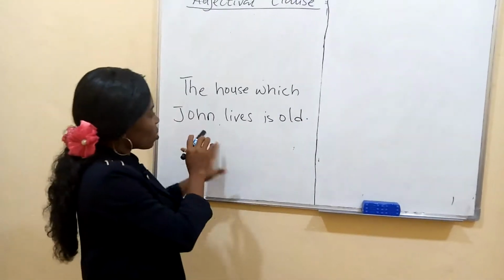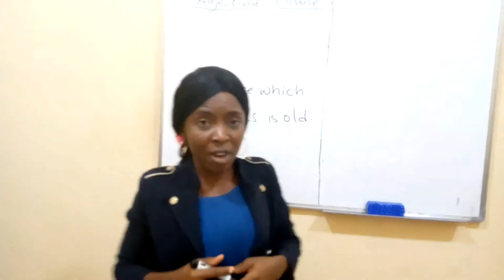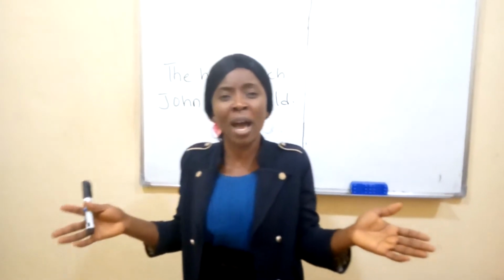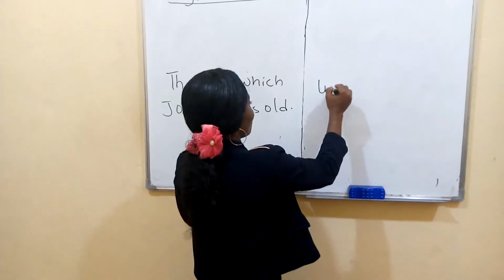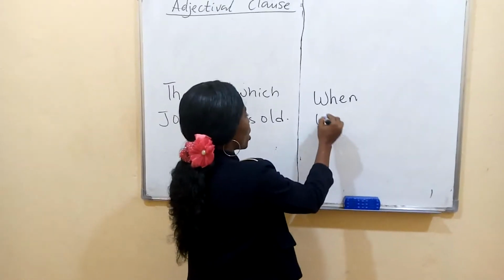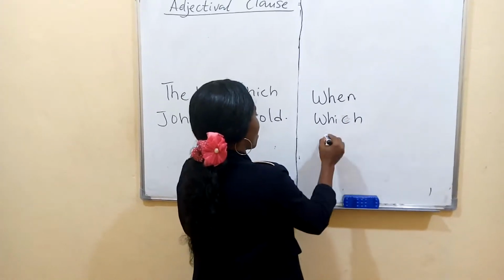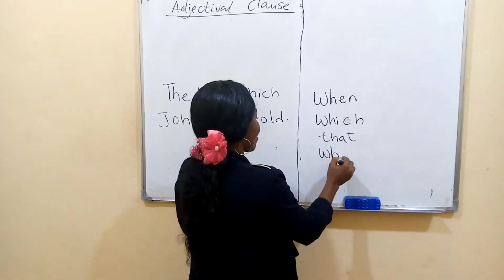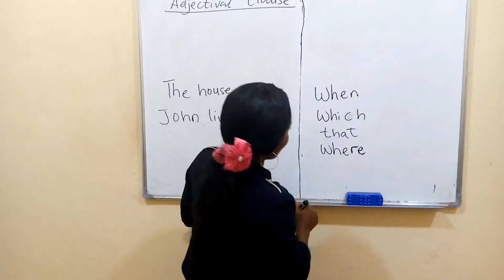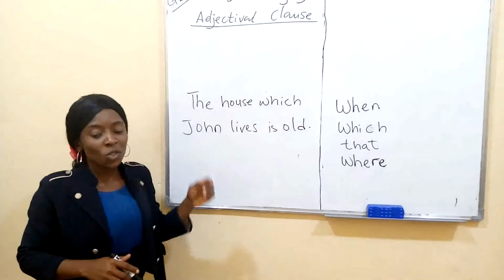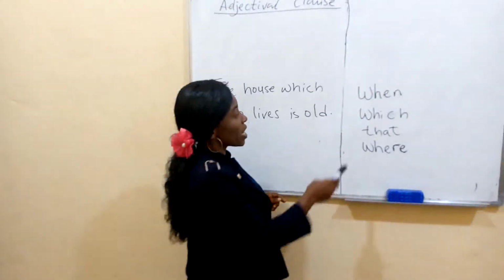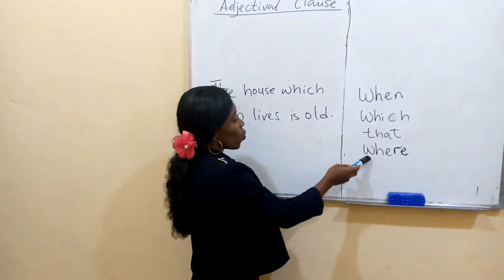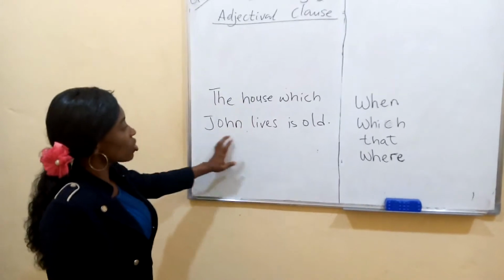But before I try to identify the adjectival clause, I would like us to know that an adjectival clause is introduced by relative pronouns such as when, which, that, where. So to introduce an adjectival clause, you need these relative pronouns: when, which, that, where. That is why a sentence like this, the house which John lives is old.